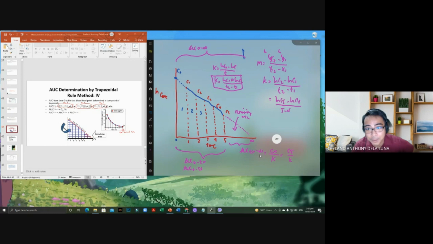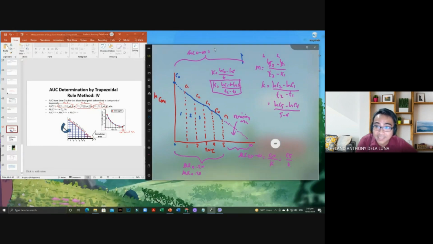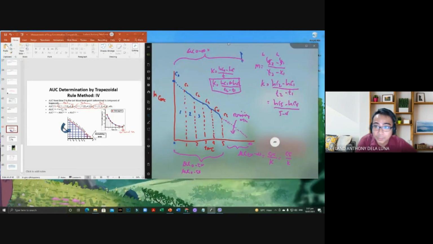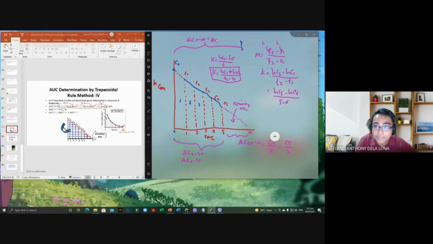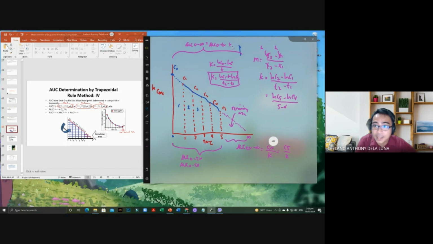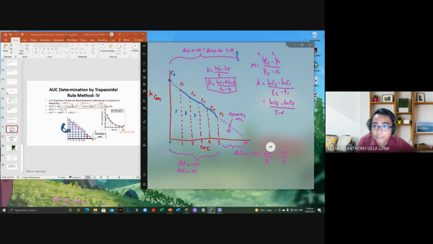Now class, ang sabi ko nga, ang kailangan natin dito is the AUC from 0 to infinite time. So how do I compute for this? Simple. Just add. Yung na-compute natin. AUC from 0 to TX plus AUC from TX to infinite time. So, ipagsasama ko lang silang dalawa. Okay? And what remains now, class, would be the AUC from 0 to infinite time.